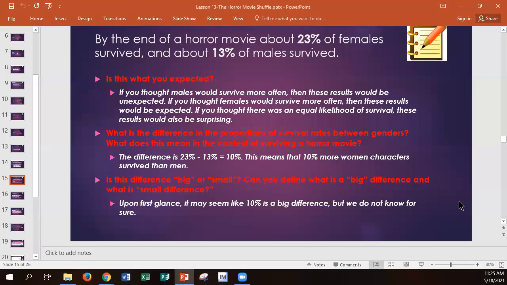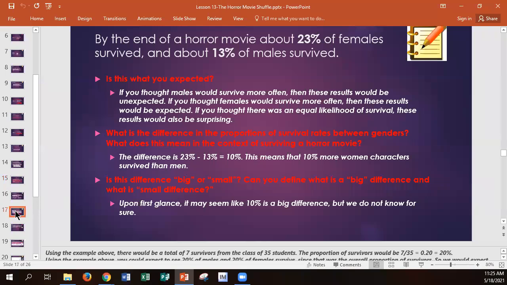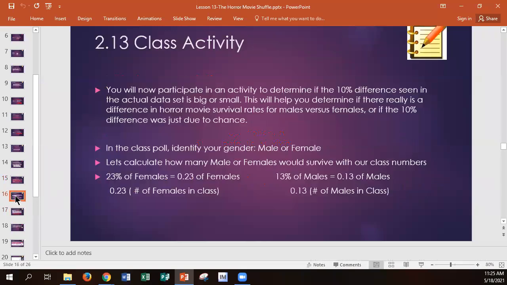I want to exit presentation mode, I apologize. What we're going to be doing here is participating in an activity to determine if the 10% difference seen in the actual data set is big or small. This will help us determine if there really is a difference in horror movie survival rates for males versus females, or if this 10% difference was just due to chance. So I'm going to give you a class poll real quick.